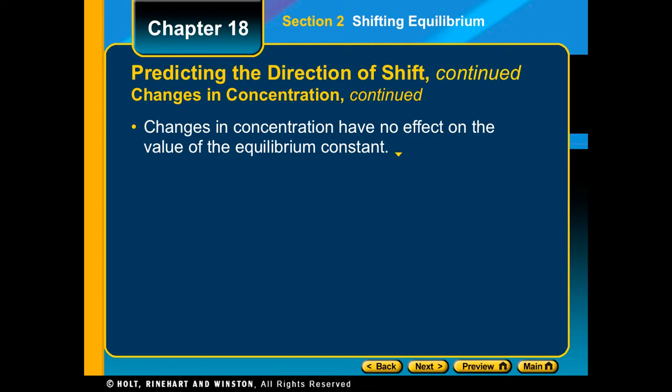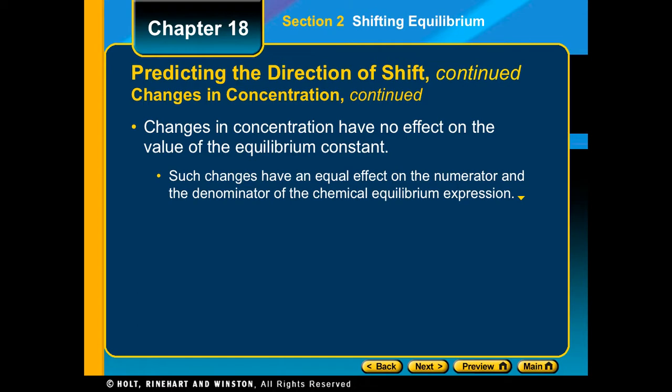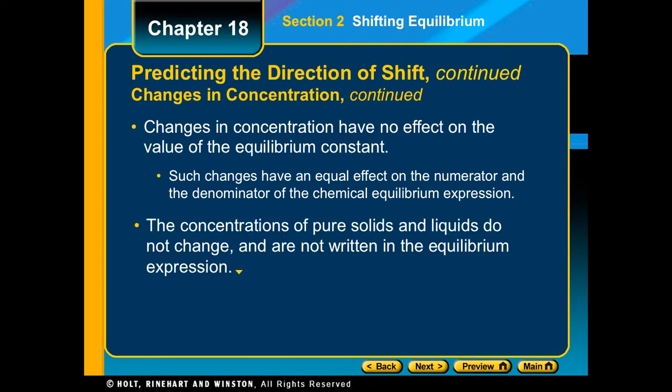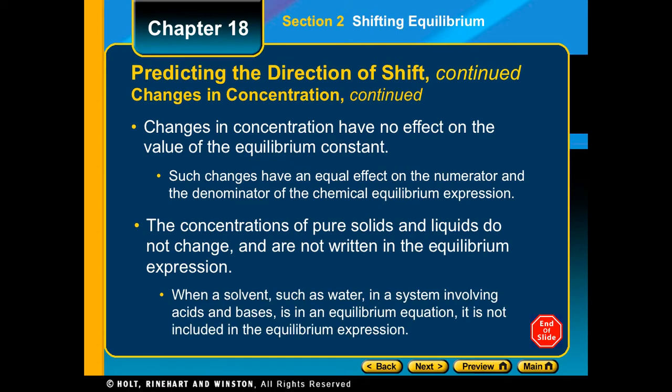Changes in concentration have no effect on the value of the equilibrium constant. Such changes have an equal effect on the numerator and the denominator of the chemical equilibrium expression. The concentrations of pure solids and liquids do not change and are not written in the chemical equilibrium expression. When a solvent such as water in a system involving acids and bases is in an equilibrium equation, it is also not included in the chemical equilibrium expression.